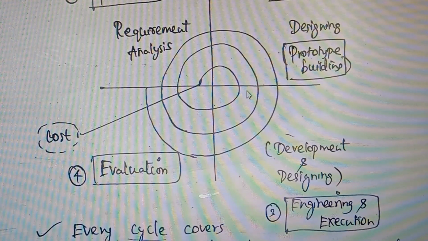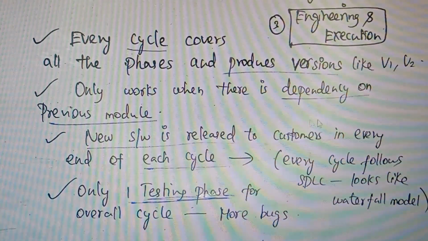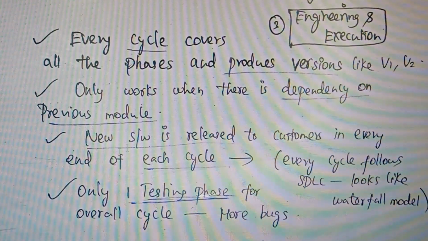So in these cases the spiral model is used, and if changes may be required at any time, then you are going to choose the spiral model. It is also suitable for long term project commitment which is not at all feasible otherwise, and only works when there is a dependency on the previous model. New software is released to the customer at the end of each cycle.